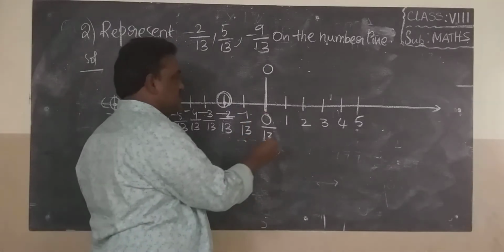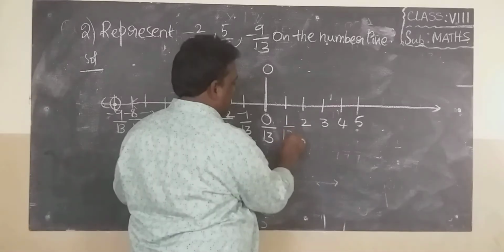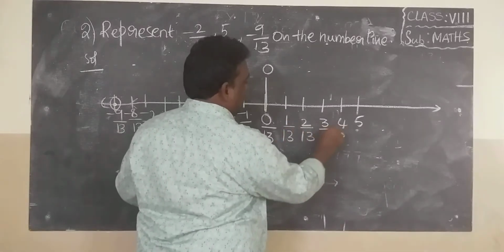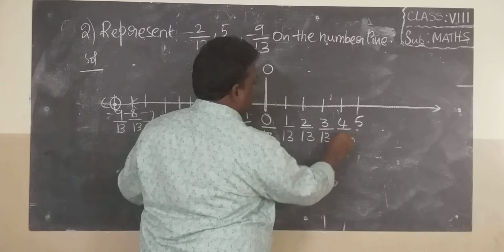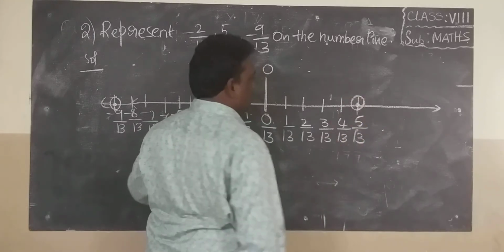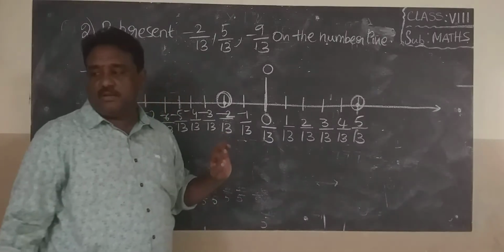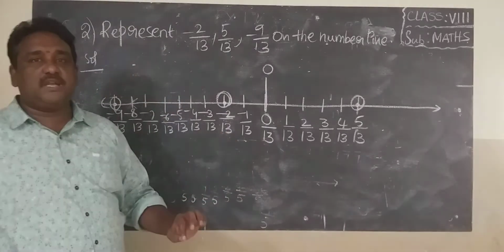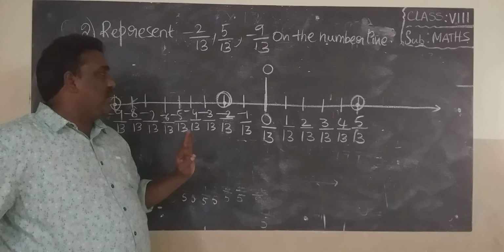Coming to the right side, it is 1 by 13, 2 by 13, 3 by 13, 4 by 13, 5 by 13. This is 5 by 13. So everything is completed on the number line. Totally we are representing 3 fractions on the same number line.